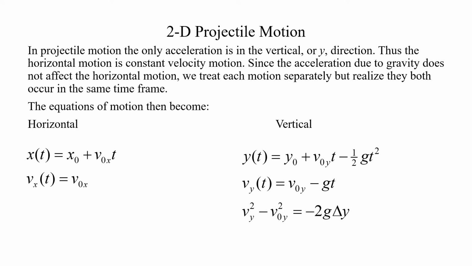And then of course we always have the third equation where we eliminate time between the first two, and we get vy squared minus v naught y squared equals minus 2g delta y. So these are our kinematic equations now. We can treat the horizontal motion and vertical motion separately, and they occur in the same time frame, so we can make the horizontal component and vertical component the components of our vector.